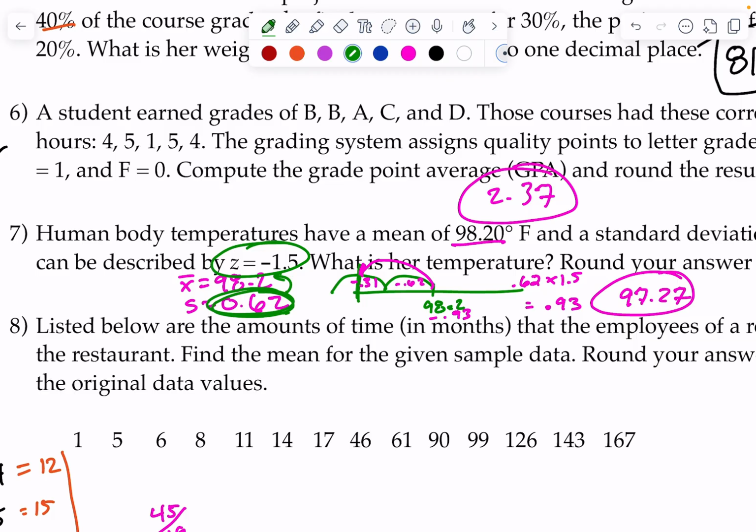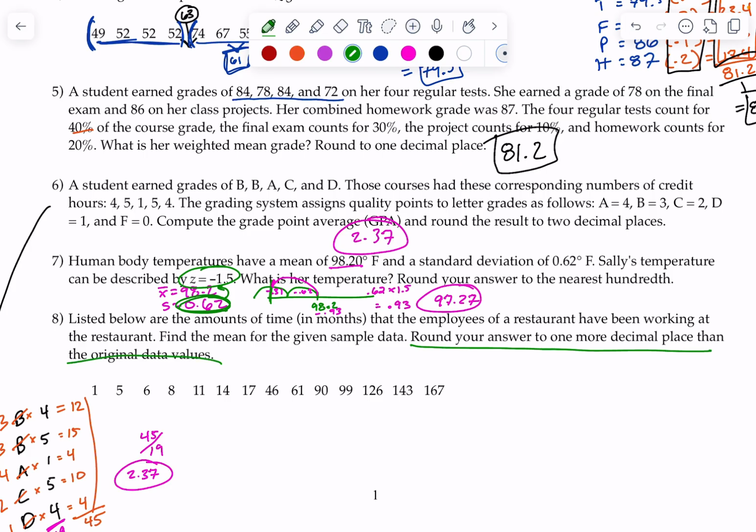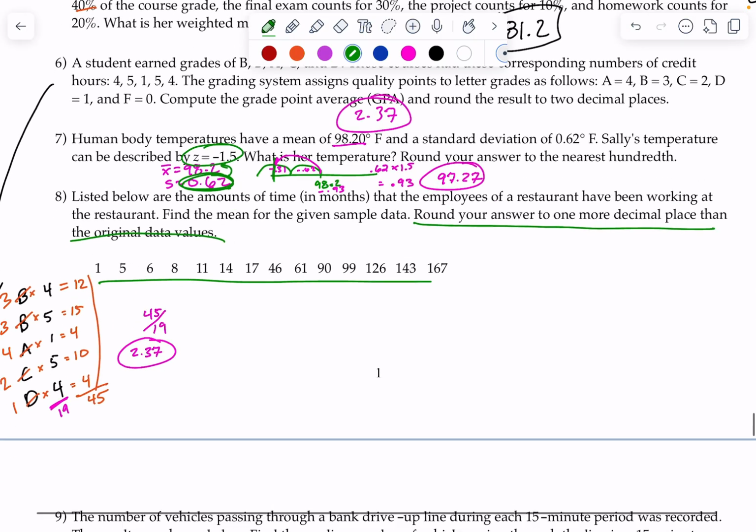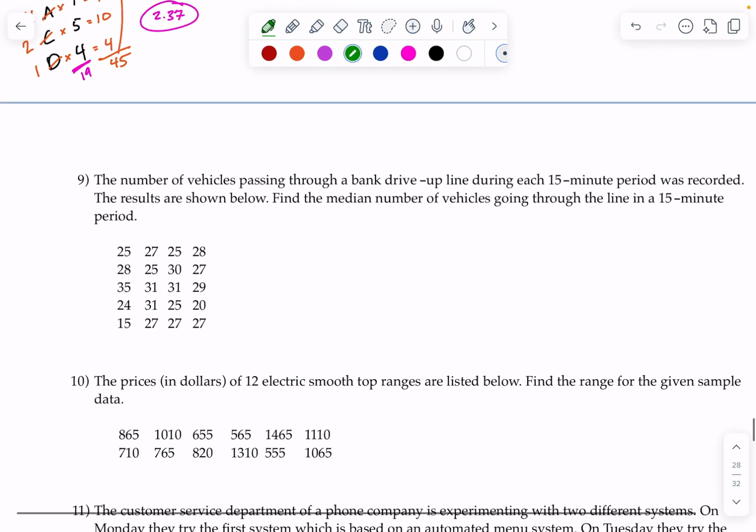Okay. Listed below are the amounts of time in months that an employee at a restaurant has been working at the restaurant. Find the mean. Oh, that's too easy. Find the mean. And round your answer to one more decimal place than the original values. Okay, the original values have no decimal place, so you're going to use 1 decimal place when you do this. I'm not going to do it for you. You can do the mean. Can you do the mean? You can average those together. That's too easy. All right, next, number 9.